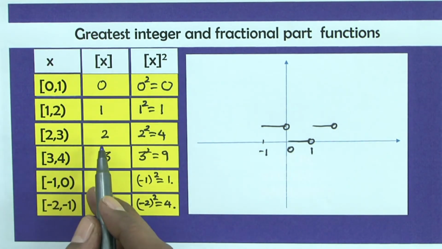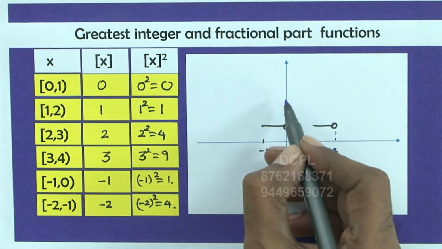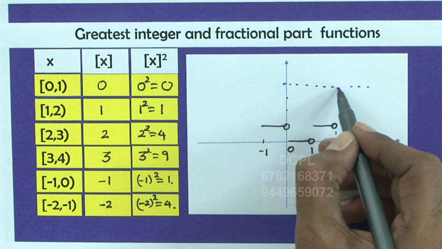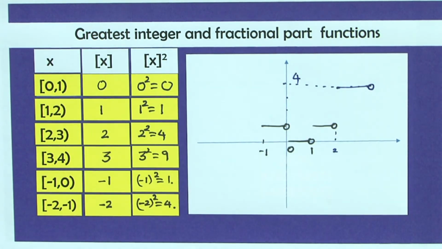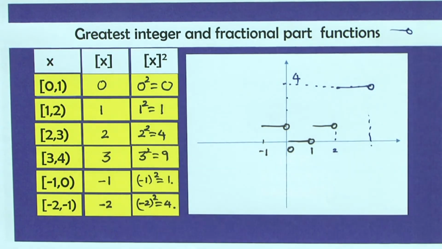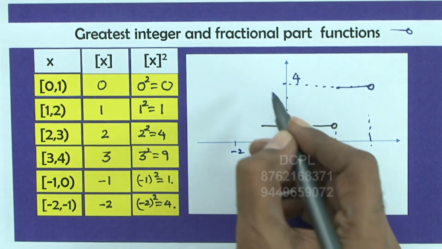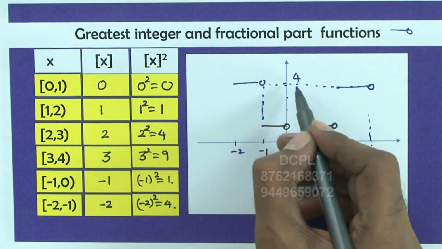Between 2 and 3, it is 4. This is 1, this is 2, right? This is 1, 2, 3, 4. So between 2 and 3, it is actually 4. Do you agree with me? Between 3 and 4, it is actually 9. This is 3, right? And 9 somewhere comes here. Between -2 and -1, it is +4. +4 means somewhere here it comes. Exactly, fine.